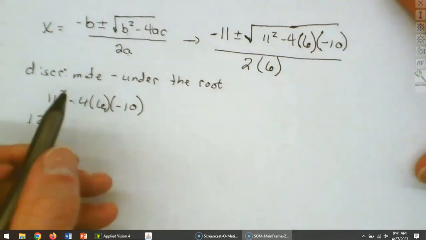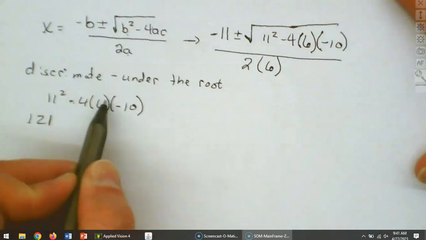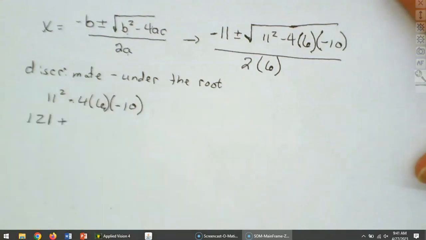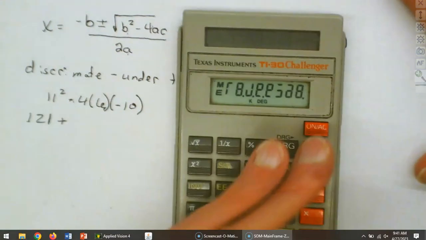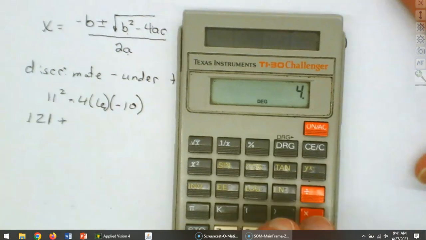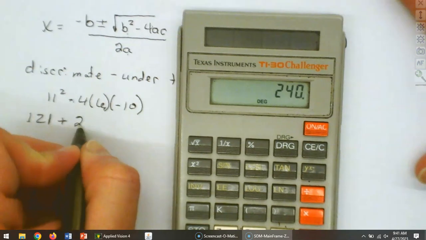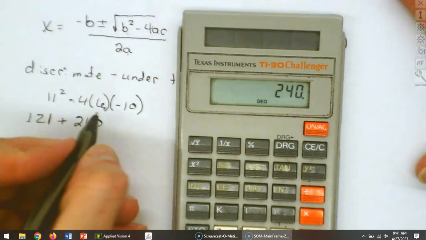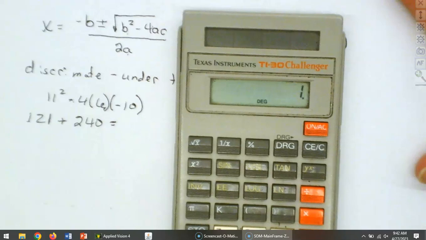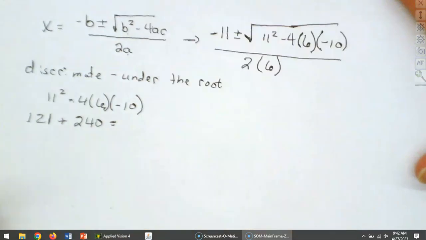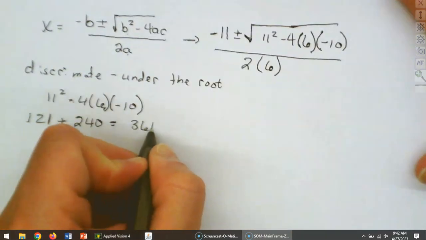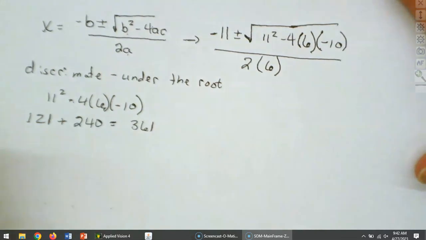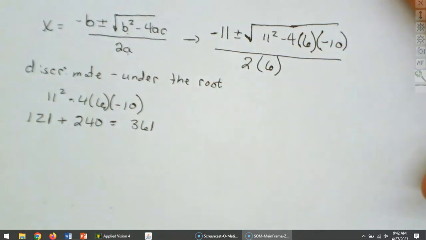Now, count the number of negatives. Negative and negative, that's 2 negatives. That makes it positive. And then we just multiply the numbers together. So we have 4 times 6 times 10. Well, that's 240. And then when we add that to that 121, you get now 361. Is everyone okay with that?